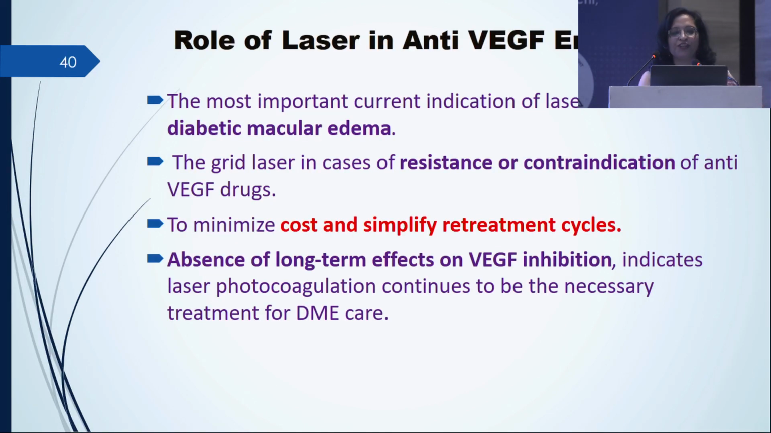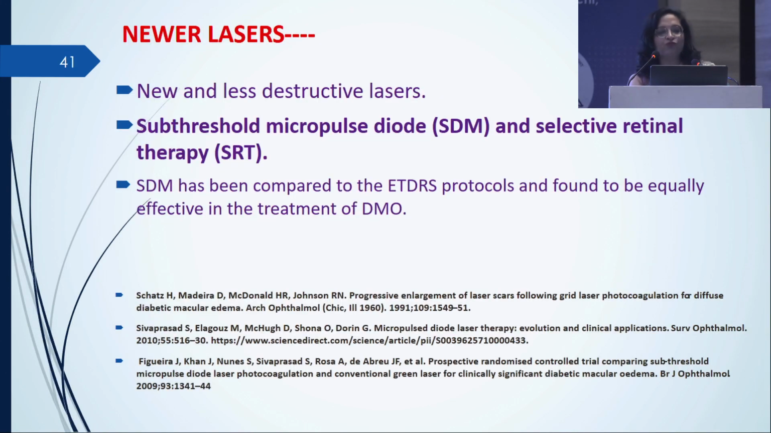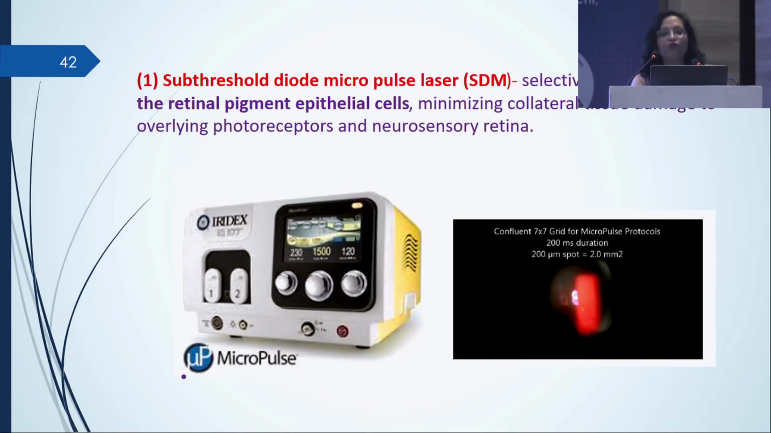So in the present scenario, lasers can be used for focal diabetic macular edema. The grid will be used only for resistant and contraindicated cases where we cannot use anti-VEGF. But we have to simplify the treatment because multiple follow-ups may not be possible with our patients, and there is also the concern of cost. So we have to do a laser, and we should think of newer laser technologies like sub-threshold macular diode laser and selective laser therapies, so that we avoid destruction of the surrounding retina.